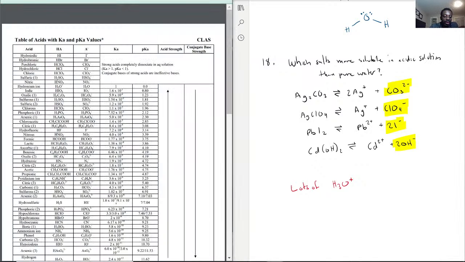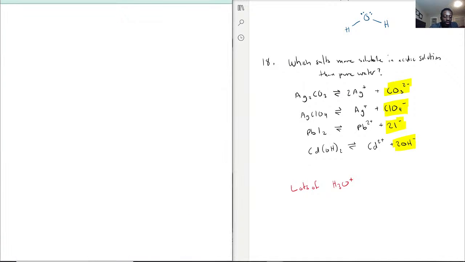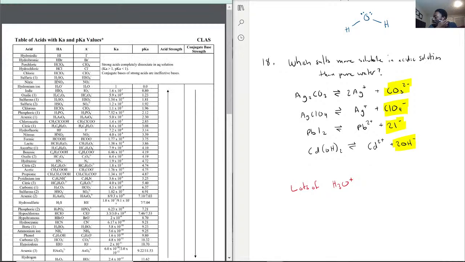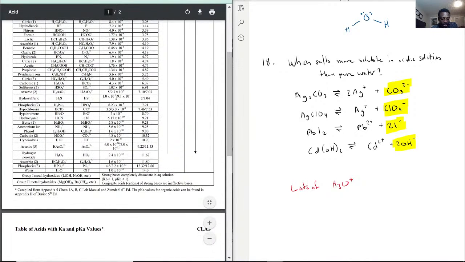Now for this, we have to refer back to our acids and bases. We're going to look at it backwards. The higher it is on the table, the harder time you have interacting with acids. It doesn't really want to mess with acid anymore. It's already done. So let's look at this table real quick.